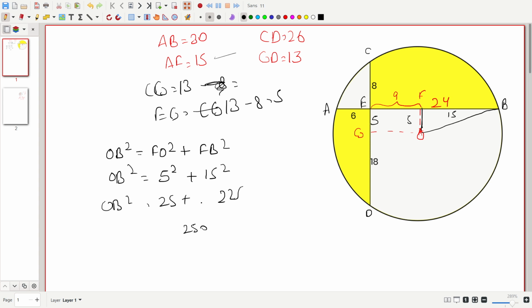Okay, so this is OB square. So what is the area of the circle? We know that the area of a circle is pi r square. So OB is R, and R square is 250. So I can say that the area of the circle is 250 pi. Got it? R square value is 250, I don't need to root it. So this will become 250 pi.